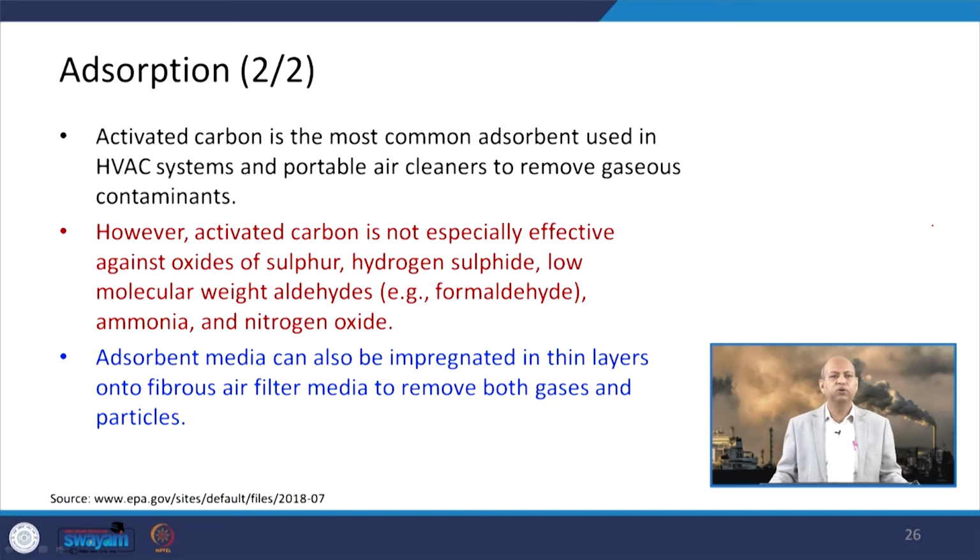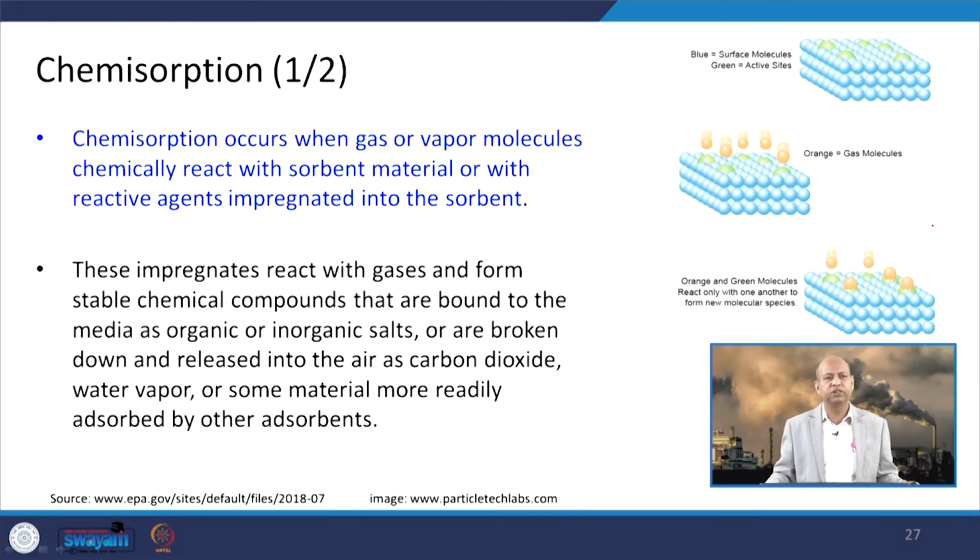Well, adsorbent media can also be impregnated in thin layers onto fibrous and filter media to remove both gases and particles. So, that way it is again versatile, but we have to be very cautious because activated carbon is not especially effective against oxides of sulfur or hydrogen sulfide or low molecular weight aldehydes and even ammonia or nitrogen oxide. So, depending upon the nature of the gaseous pollutant, we have to decide which kind of adsorption material to use.